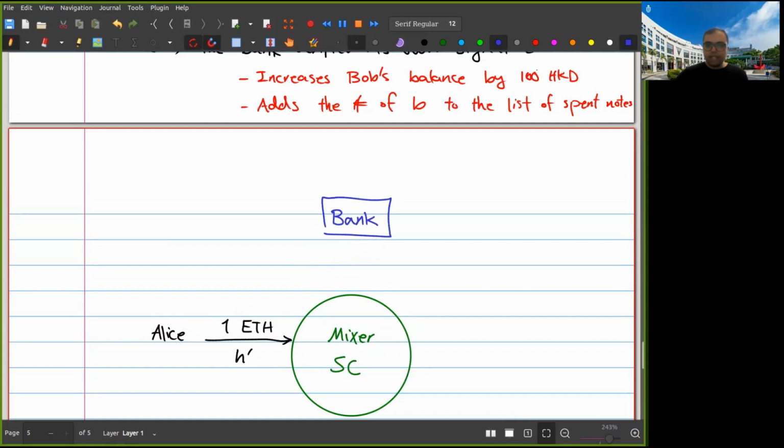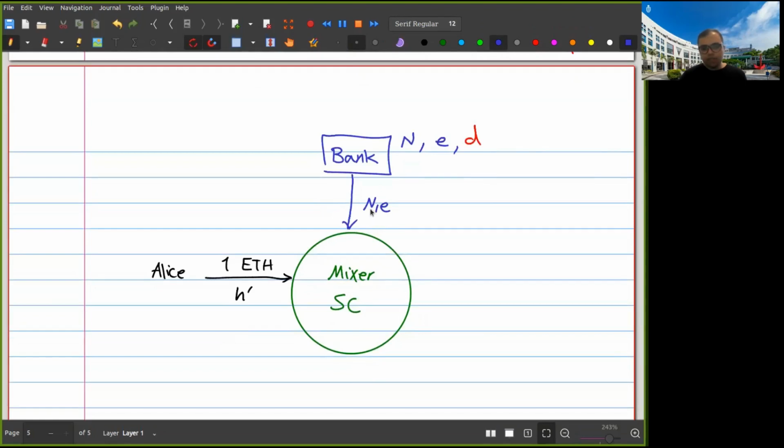And the way this works is that at first, my bank is going to generate RSA keys. So the bank is going to generate a modulus N, which remember was the multiplication of 2 prime numbers, if you remember the lecture from RSA. It's going to generate some number E, which is the public key, and it's going to generate some number D, which is the private key. And then the bank is going to tell the mixer, here's N and here's E. And the mixer smart contract is going to save the values of N and E.